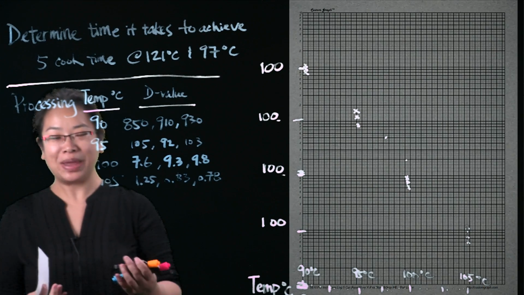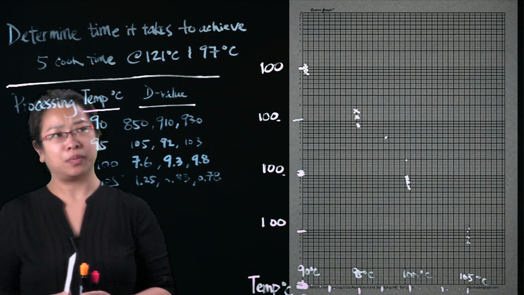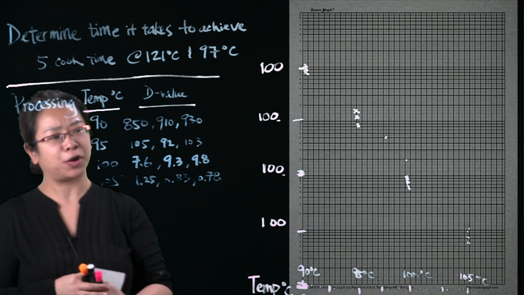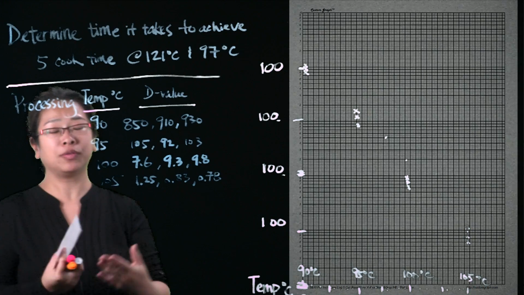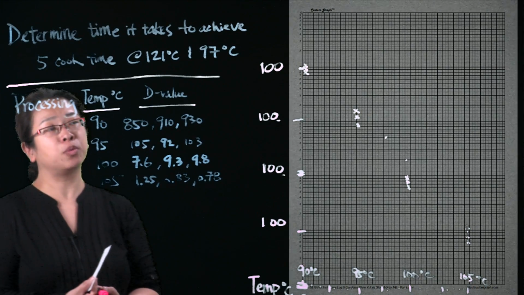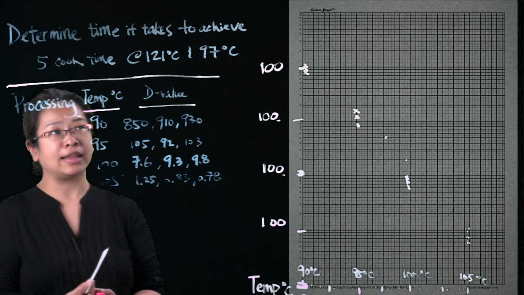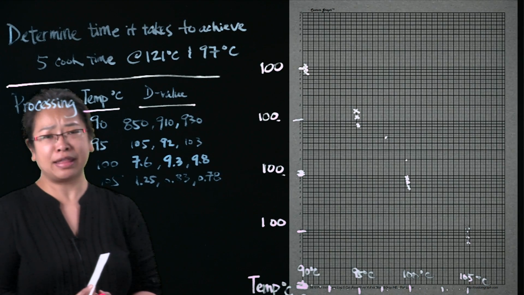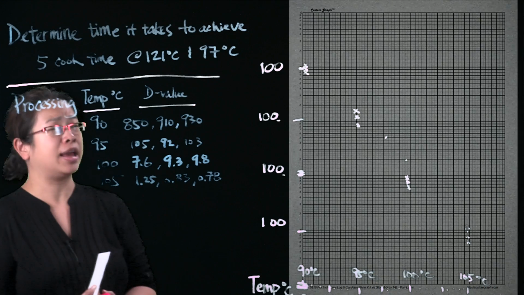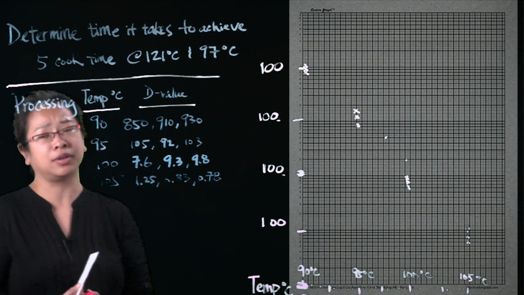Okay, so now there's a question here. Based on this data, we would like to determine the processing time at two different processing temperatures. One is 121 degrees Celsius, that's the usual steam temperature, and let's say that the machine was not working properly and the temperature dropped to 97 degrees Celsius.